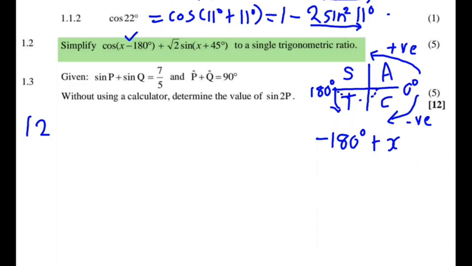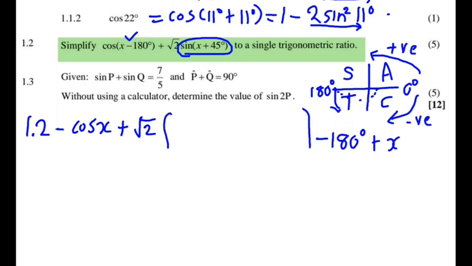So 1.2, I've got negative cos of x plus root 2 times, so this is a single ratio being multiplied by the root 2. So the root 2 stays there. And then I now need to expand that using my sine compound angle formula. For sine, I know that it's sine, cos, cos, sine. So this becomes the sine of x, the cos of 45, plus the cos of x, sine of 45.